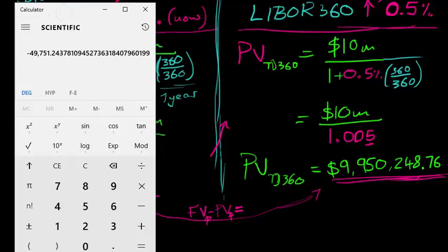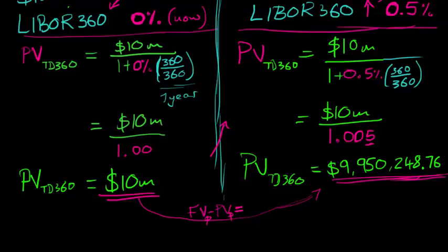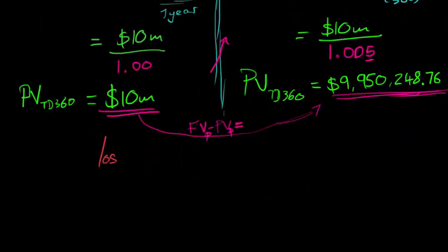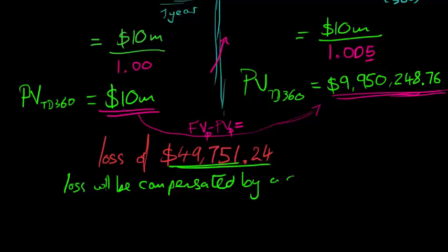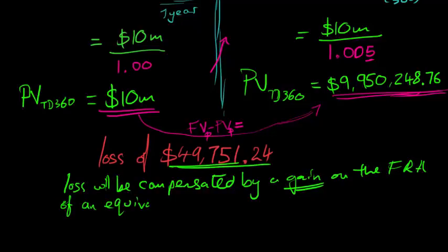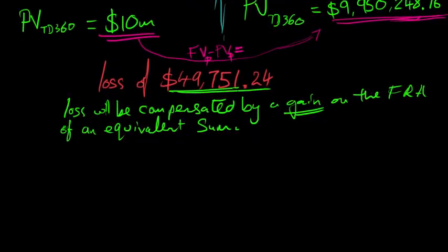So the loss of $49,751.24. So this loss will be compensated by a gain on the FRA of an equivalent sum. So to compensate for the loss, we will receive $49,751.